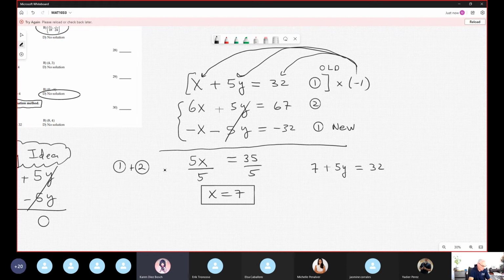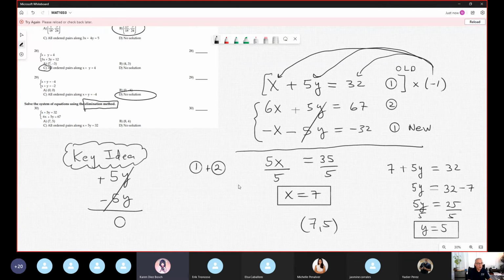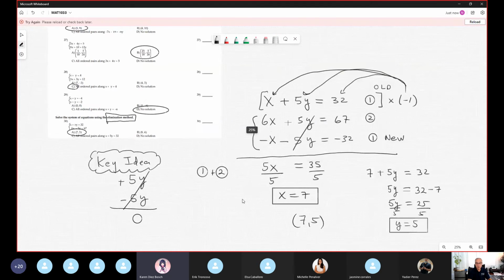So 5y is equal to 32 minus 7, which is 25. Divided by 5 both sides, y is 5. The solution is the ordered pair (7, 5). Okay, we did the first problem of elimination, option A. Cool, very cool. Elimination is cool.